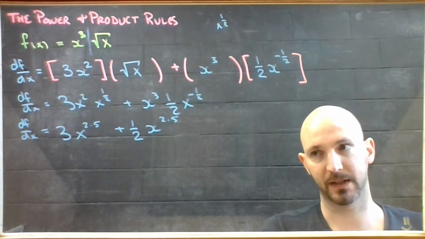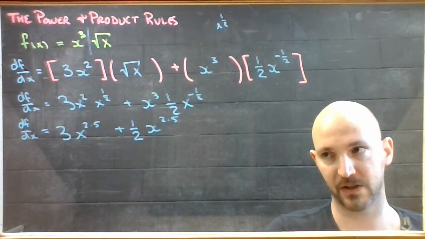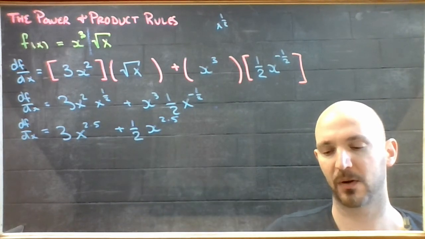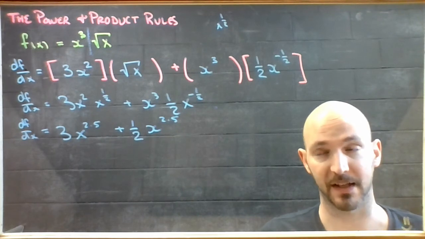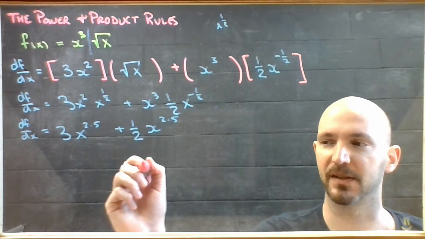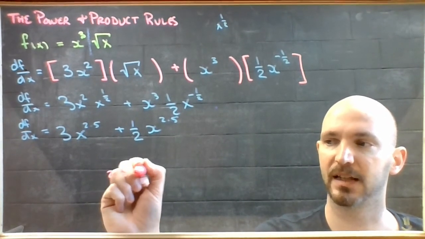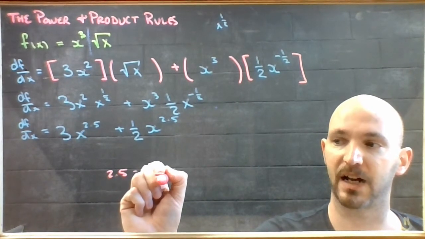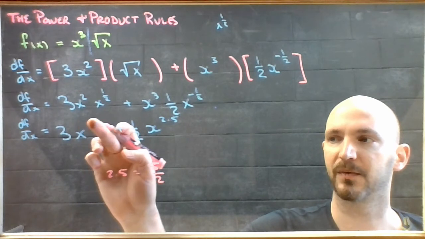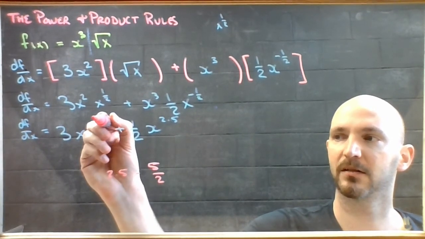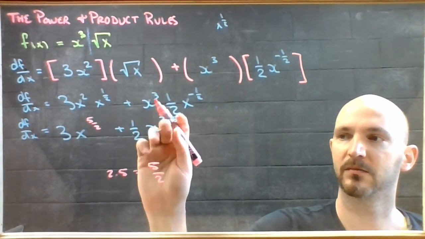Those of you out there on the internet screaming at me for poor notation are going to say you can't put a decimal in an exponent. Well, I guess I can. I just did. But for purity's sake, we're going to remind ourselves that 2.5 is the same as 5 halves. 5 divided by 2 is 2.5. Fix that there. Fix this.